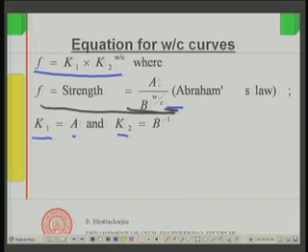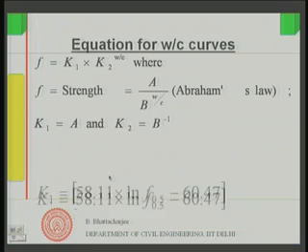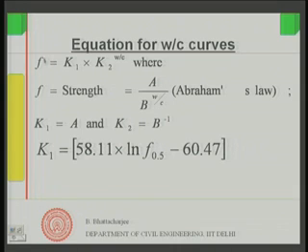So, what we can do is express all these curves in the form of a simple equation. All these curves represent Abraham's law. There are two constants, k1 and k2, and by simple regression analysis one can determine them, because if you take the logarithm of both sides, you will find that log f equals log k1 plus w by c log k2. Logarithmically, if we plot log f, it will be linearly related to the water cement ratio. So, all these curves can be fitted into a set of equations like this.